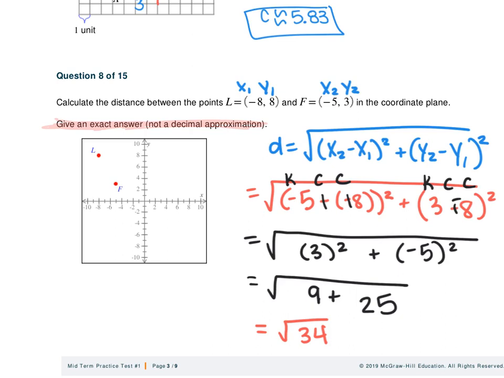And again, tomorrow your midterm will be multiple choice. So it'll give you that. Some might say this is an exact answer, square root, or it might say a decimal. Just make sure you're following those directions, but your options will be there. Okay? So this answer is the square root of 34.